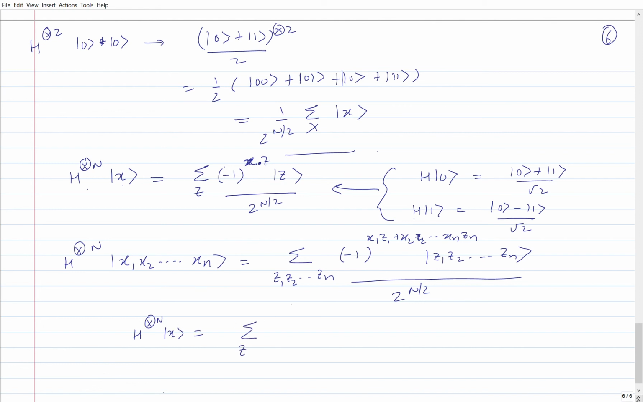So, in other words, this is a bitwise inner product of vector x and vector z. So, x dot z is exactly x1 z1 plus x2 z2, and so on. This is the bitwise inner product of x and z.